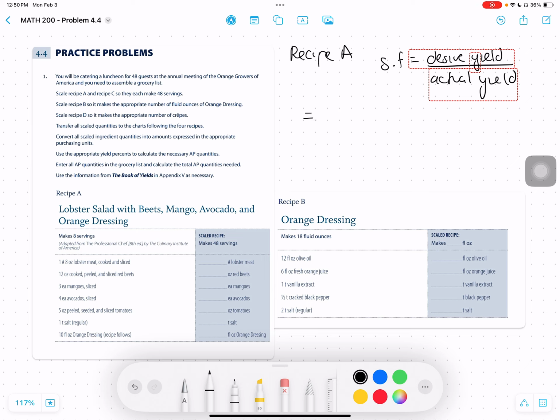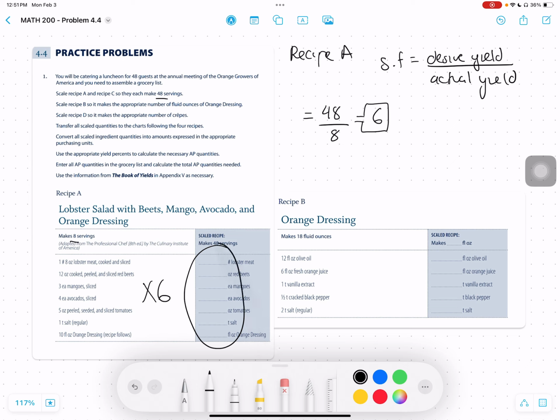So my desired number of servings is 48, divided by the actual yield, the actual number of servings for the recipe, which is 8. Okay, and my scaling factor result is 6. That means that I'm going to multiply every single ingredient times 6, and that is how I'm going to fill out the scaled recipe. Okay, so let's start with the first one.